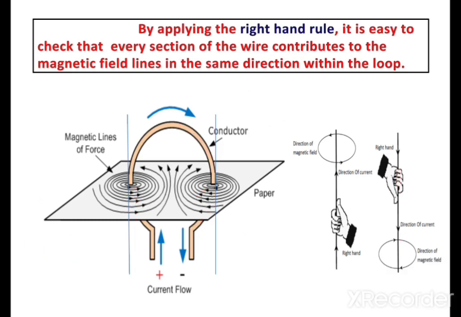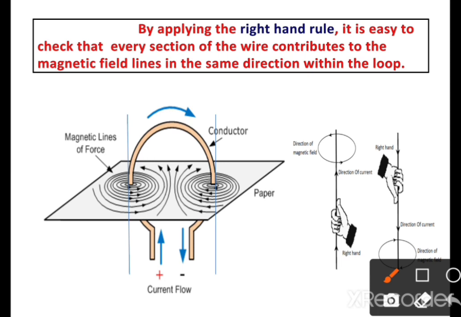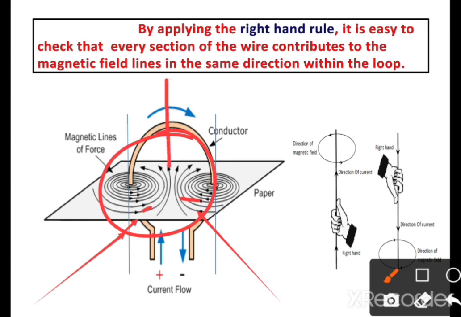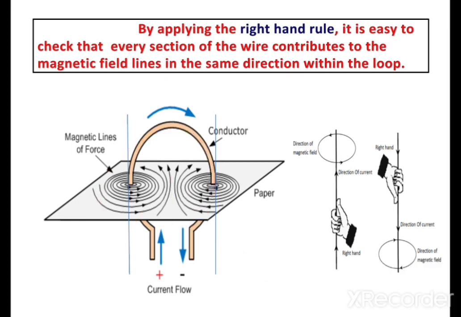So by using the right hand thumb rule, we can find the magnetic field direction around a circular loop. And see one of the beauties: inside the circular loop, the magnetic field directions are the same. When it reaches the center, it is a straight line. I hope you understood how to find the magnetic field direction around a circular loop.